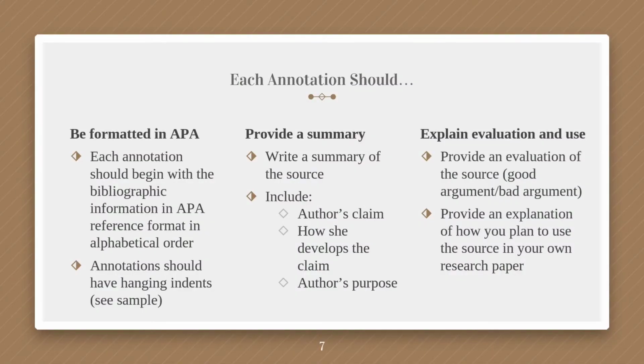Each annotation should be formatted in APA. That's the first thing. So each annotation should begin with the bibliographic information in APA reference format in alphabetical order. So what that means is, if you were writing a references page, the information that you would include in that references page, but right underneath the reference, you would then write the annotation for that reference.